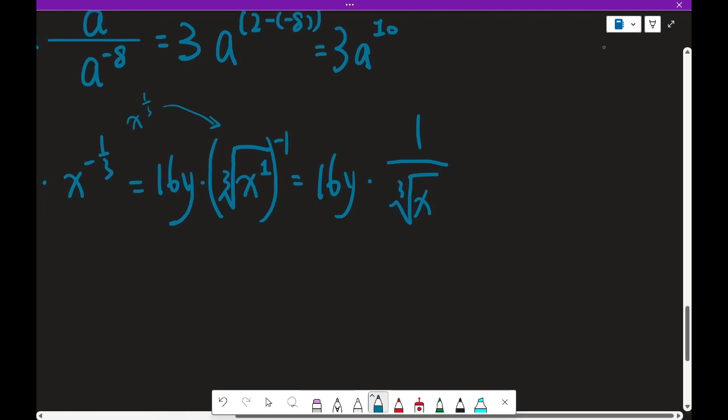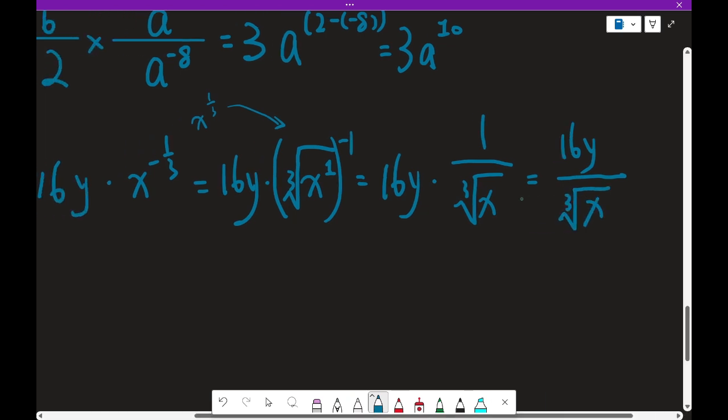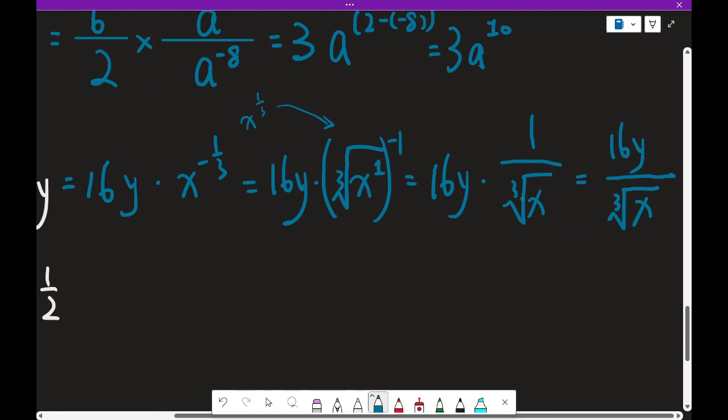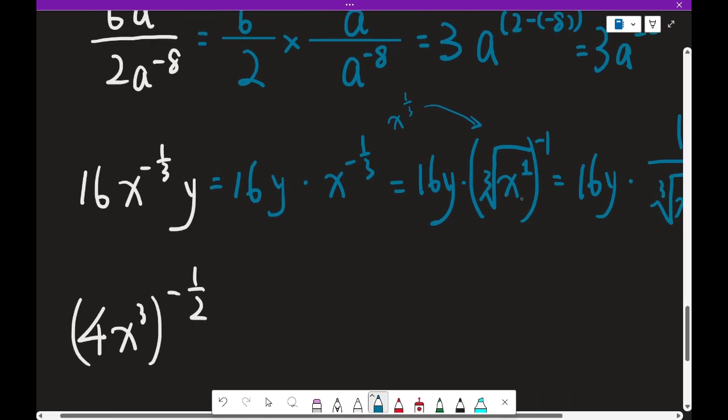And then we want to perform our final step by multiplying 16y to this fraction, which is simply putting 16y up to the numerator. So this will be the full step for this question. So 16 times x to the power of negative 1 over 3 times y equals 16y over the cubic root of x. Next question.